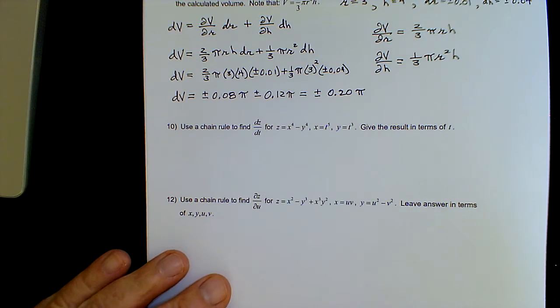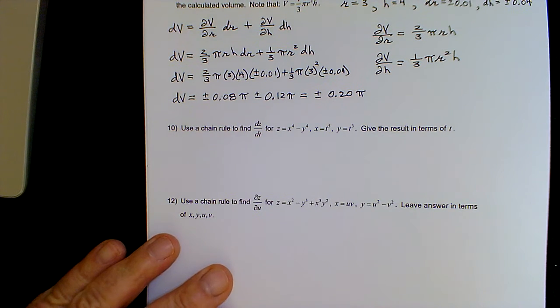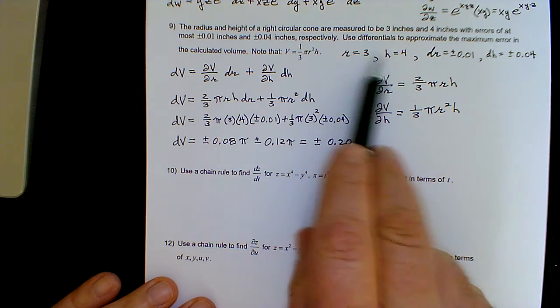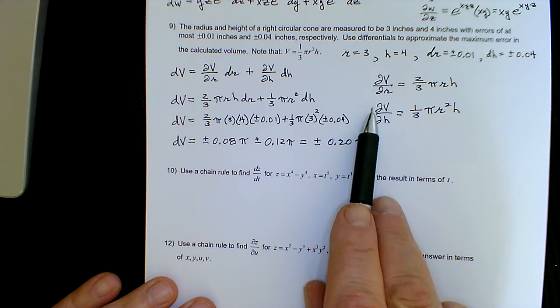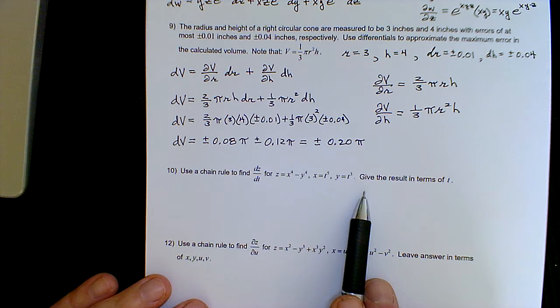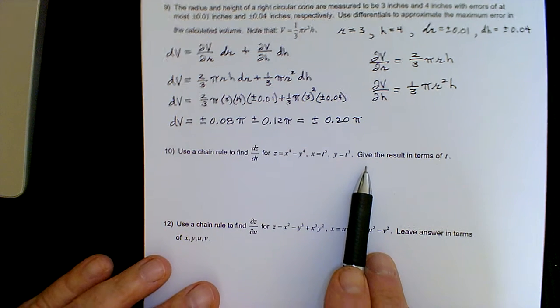Hello everyone, this is part 2 of our review for exam 3. We left off with an example of a word problem with differentials. And so now we're going to just continue to plug away. Here's an example of a chain rule.